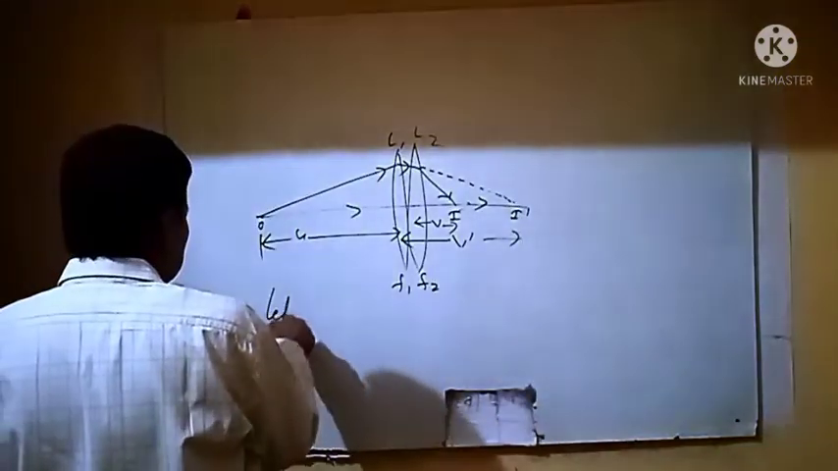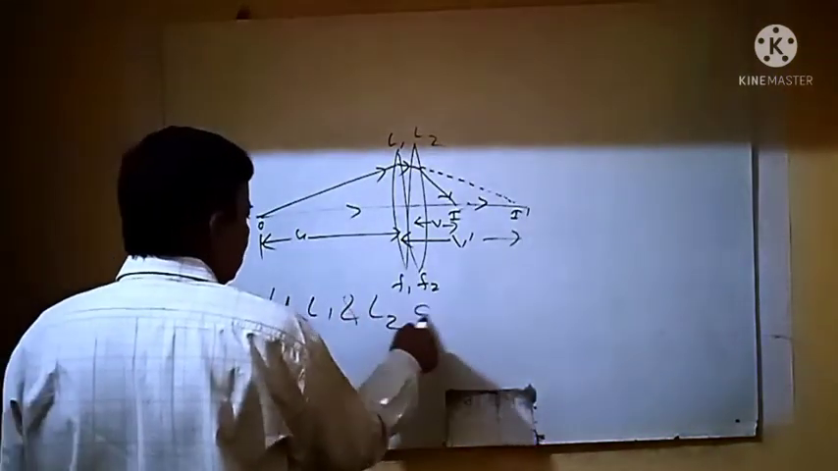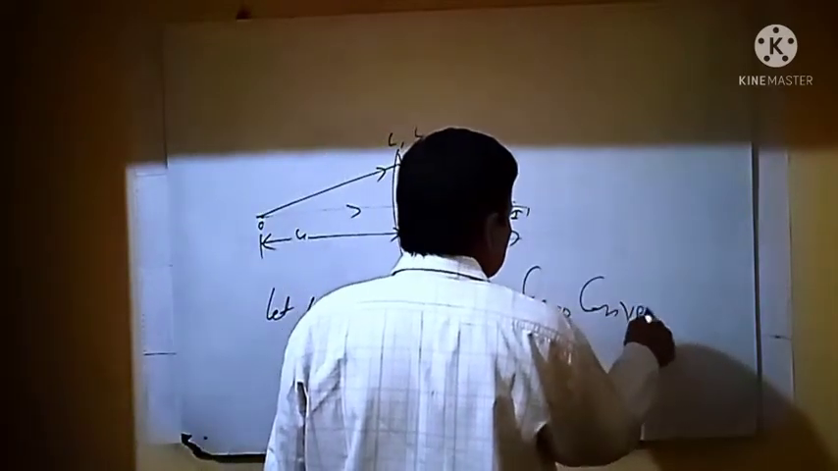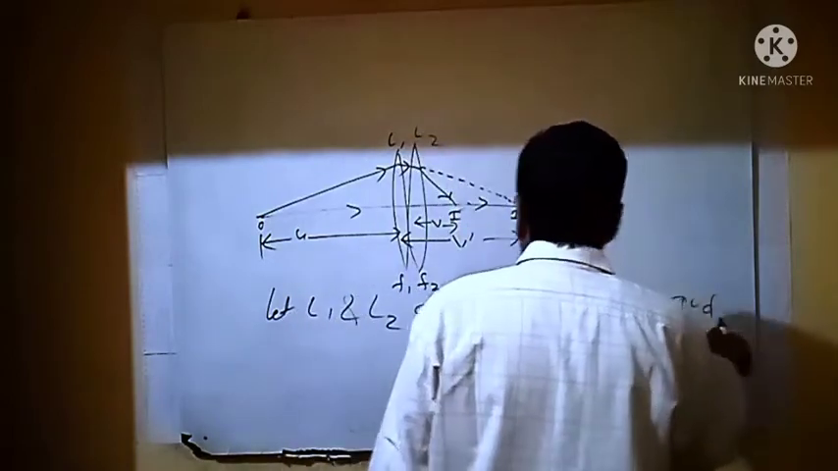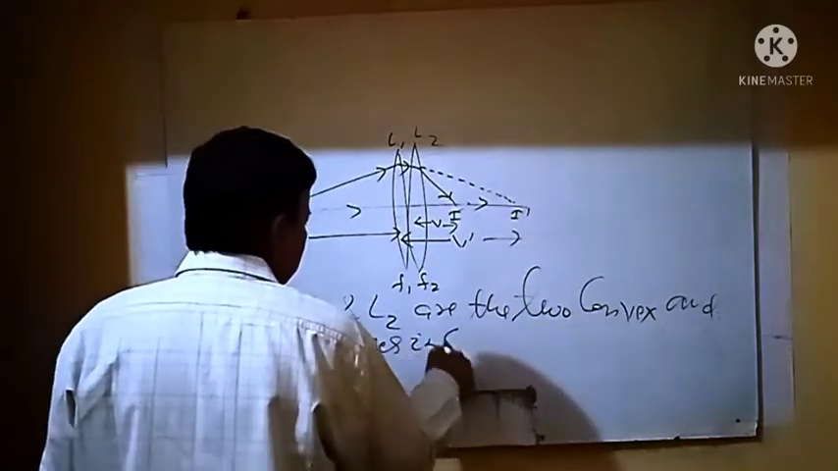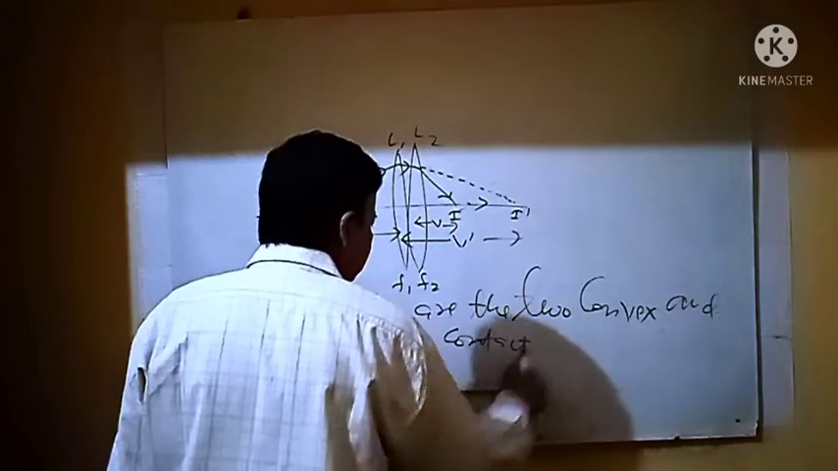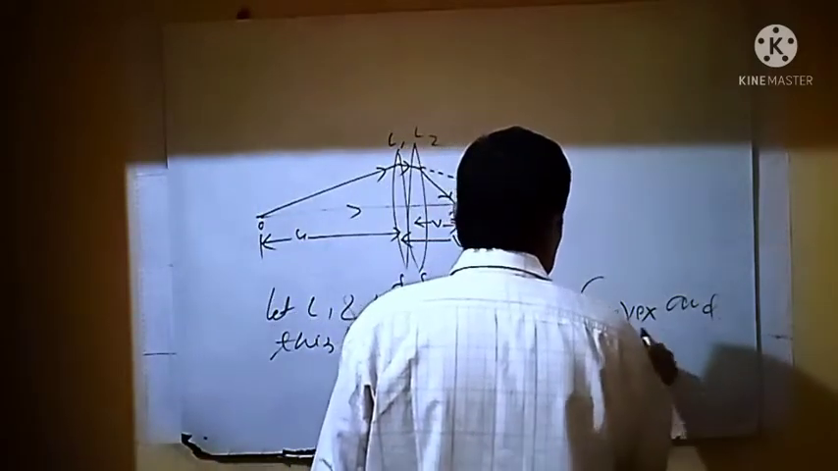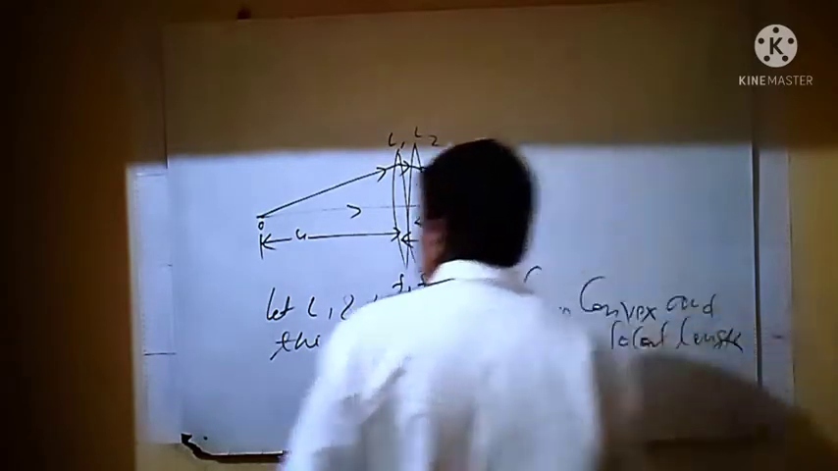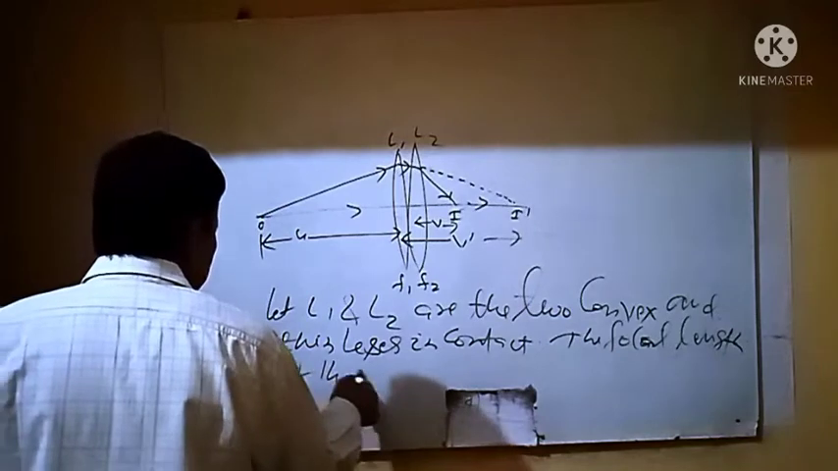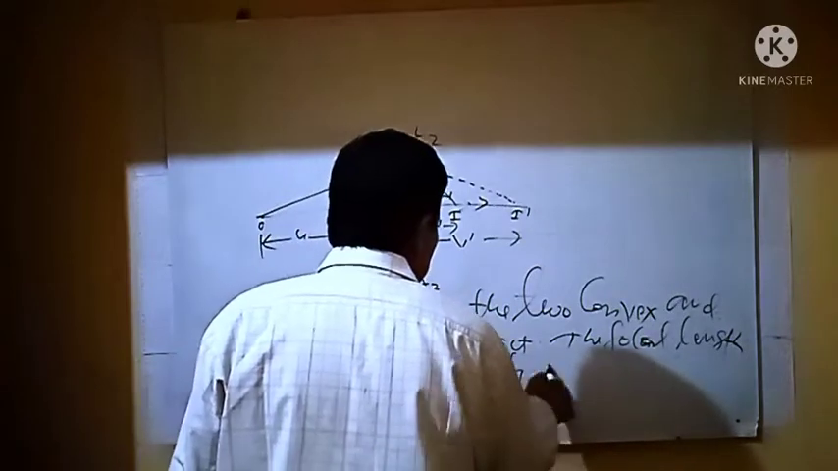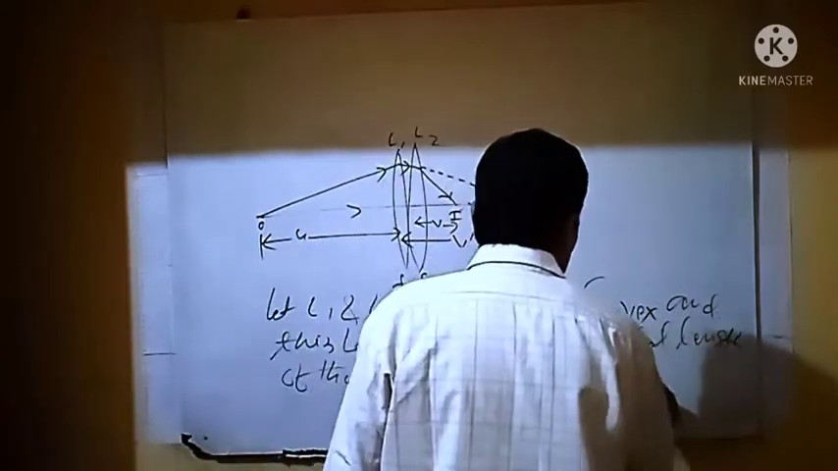Let L1 and L2 be two convex, thin lenses in contact. The focal lengths of those lenses are f1 and f2 respectively.